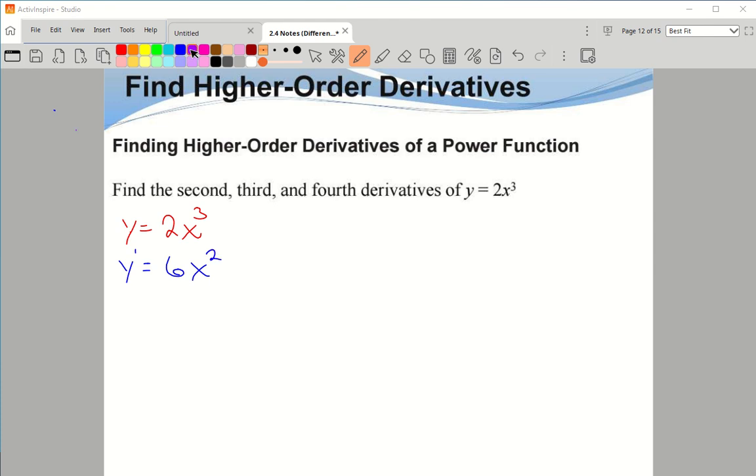All right, so now we are going to take the next derivative. So there's the first derivative. Here's the second. Y double prime is 12x. Okay. First, second, third derivative. So y 1, 2, 3 is going to give me 12. And then fourth derivative, so that's going to be y 1, 2, 3, 4 is going to be 0.